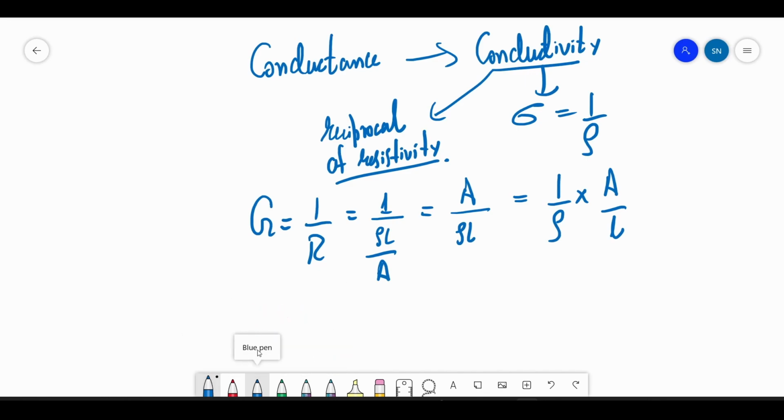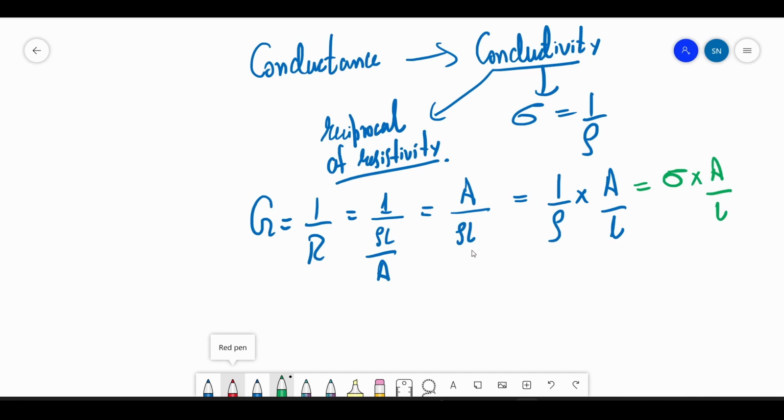Now, instead of this 1 by rho, can I write sigma? Yes, sir, because sigma is equal to 1 by rho. So that is sigma into A upon L.